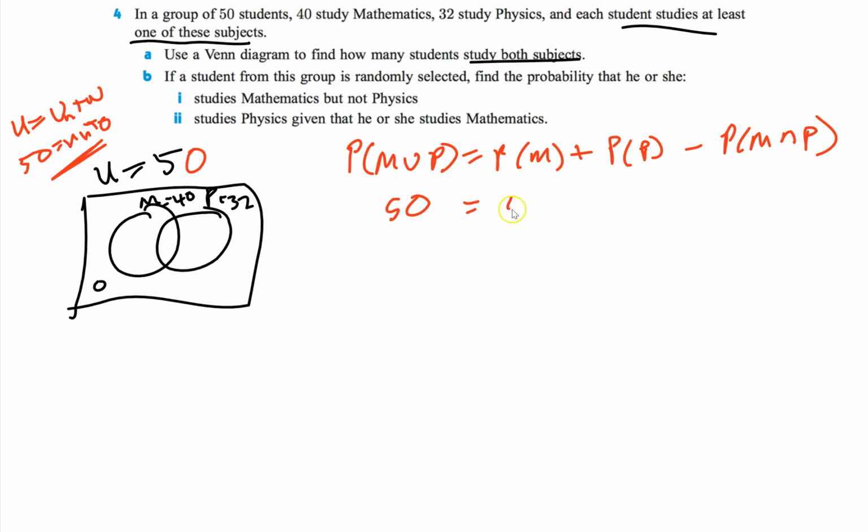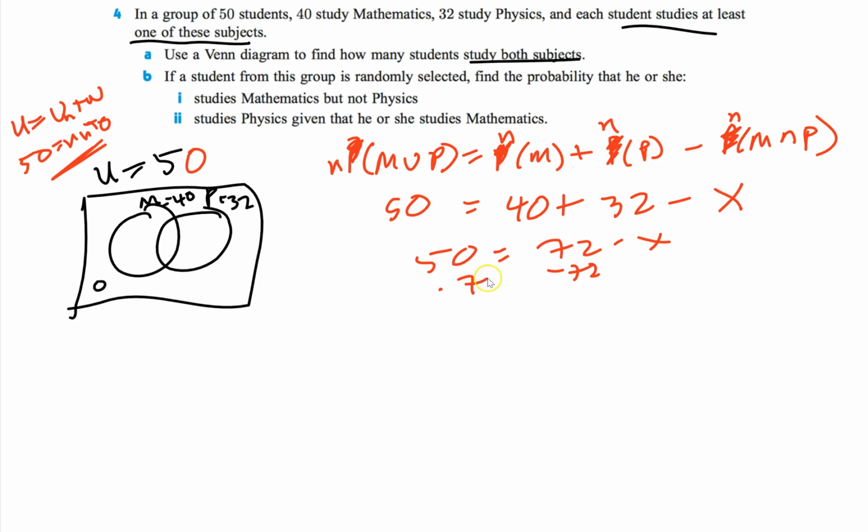Probability of math is 40. Again, I'm actually doing the number, not the probability. Number would probably be like a fraction. I'm doing the number. It works the same way. So the number of math is 40, the number of physics is 32, and this is what we're looking for. So 50 equals 72 minus x, minus 72, minus 72, negative 22 equals negative x, x equals 22. So 22 people are studying both of these classes.